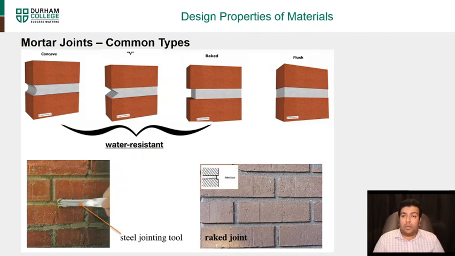The mortar joints also come in common types. Depending on the type, it can give you different looks. You can have a concave joint, a V joint, a rake joint, or a flush joint. Depending on the look that you're looking for, you can use different tools and different techniques. You can have a concave tool to give you that concave look. You can have an edge or reed tool to give you that V look, and vice versa. These are the common ones, but there are many different types that you can use to give different looks.